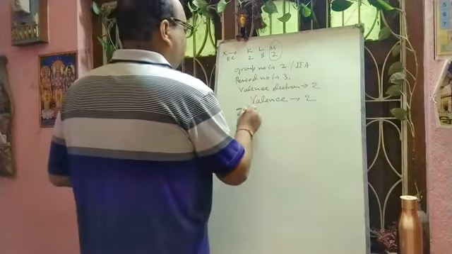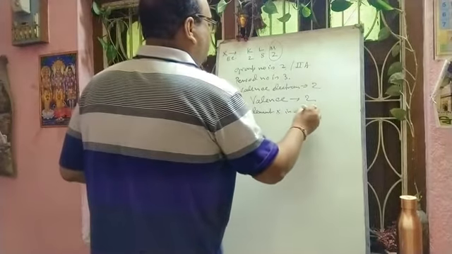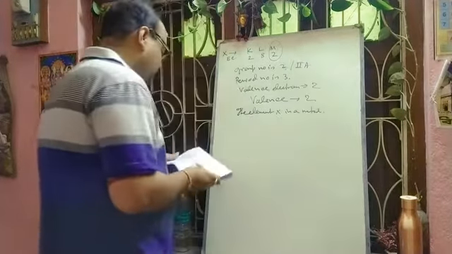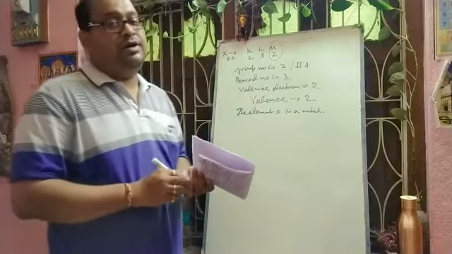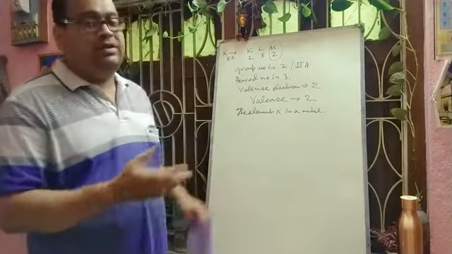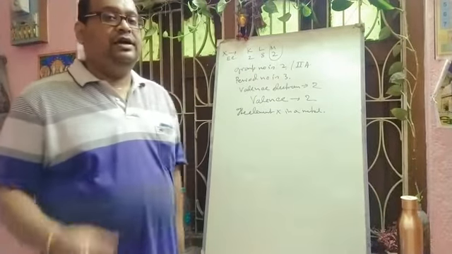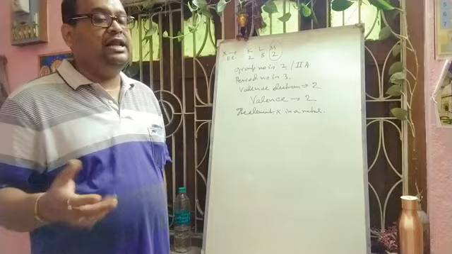The element X is a metal. So in this way you have to write the answers to this type of questions. One electronic configuration will be given, and from this configuration your examiner can ask different types of questions.